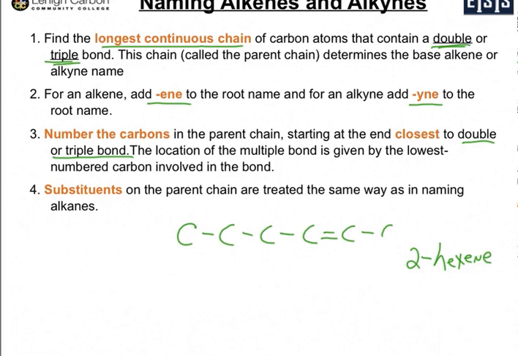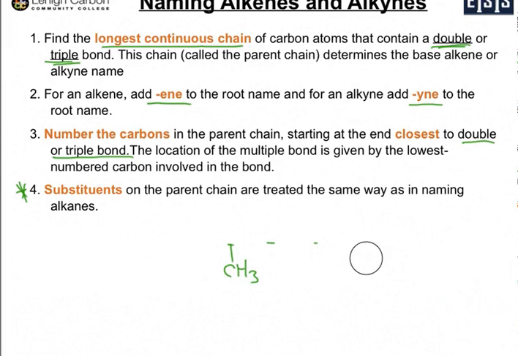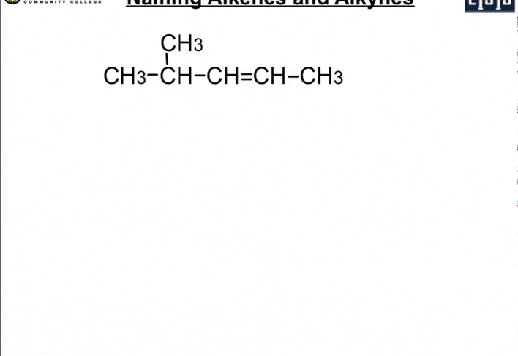So this would be a 2-hexene from that point of view. And then the last rule here again is substituents. You may have something coming off the molecule like a methyl group, and substituents are treated the same way as they are when you're doing your alkanes. So now let's use an example I can walk you through so we can see how we would go about naming this compound, which is essentially the one I just drew for you.